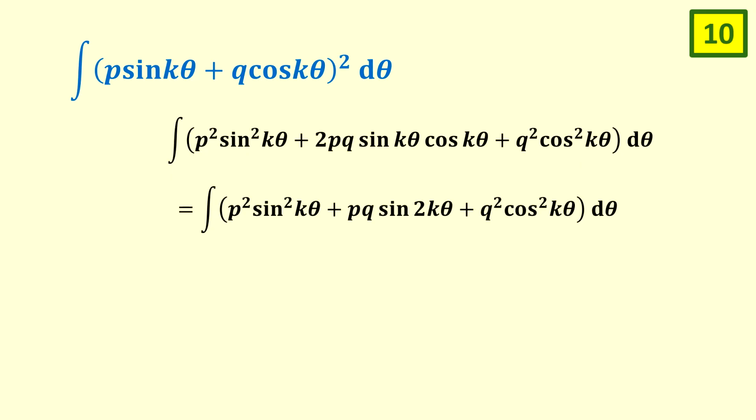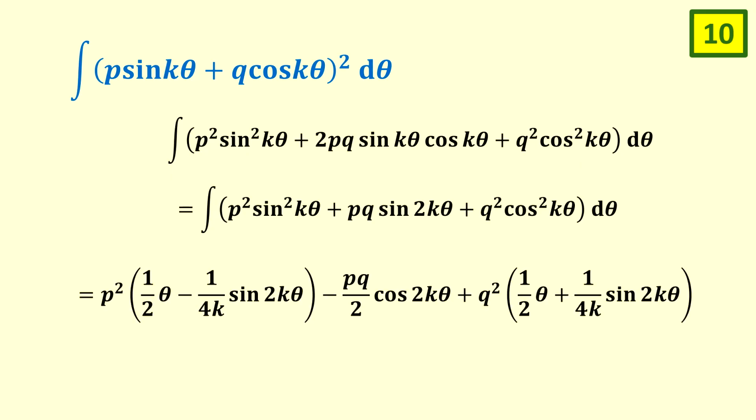Integrating those will require us again to simplify the middle term. So 2pq sin kθ cos kθ is the same as pq sin 2kθ. And then we can go through and integrate each of those individually. I won't read it out, but that's our general expression. I'm not expecting anybody to learn that, but I'm just showing you that it's probably what you would expect to get for each of those individual terms.